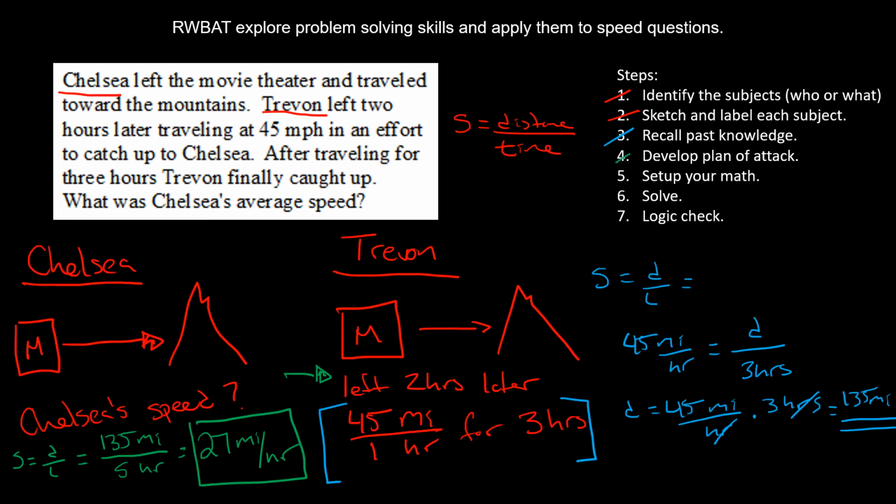So we did our plan of attack, we set it up, and we solved. Now let's do a logic check. So let's discuss this. Chelsea leaves. Okay, she gets a 2-hour head start on Trevon. So Trevon moves as fast as he can for 3 hours at 45 miles per hour, and he finally catches up to her after a span of 5 hours of Chelsea traveling. So this means that Chelsea should be going slower than Trevon, because Trevon traveled for less time, 2 hours less time. So is 27 less than 45? Yes, it is. So this logic check makes sense.